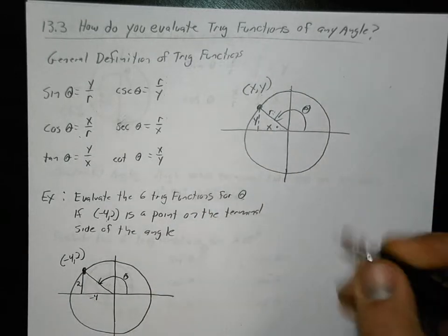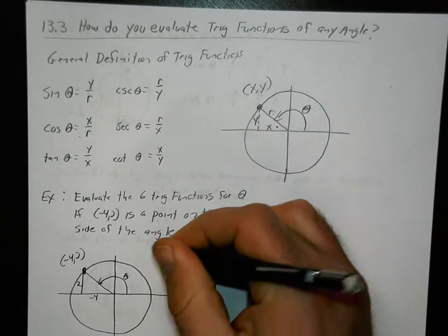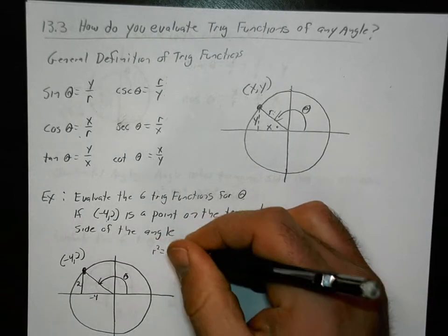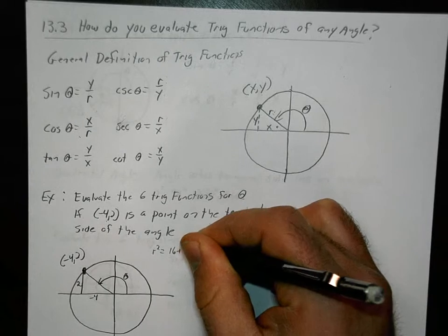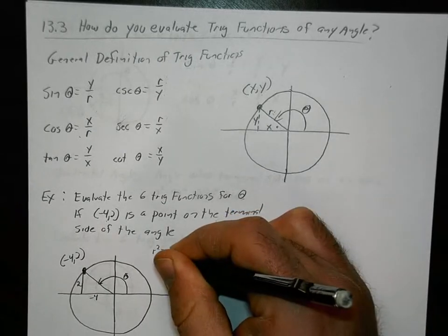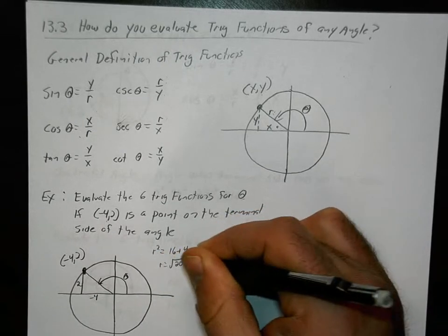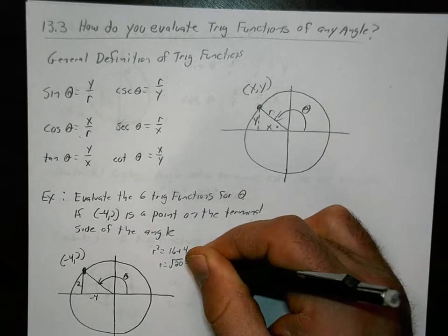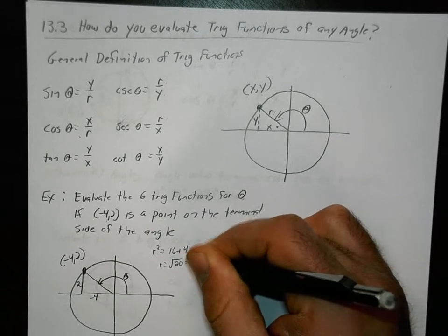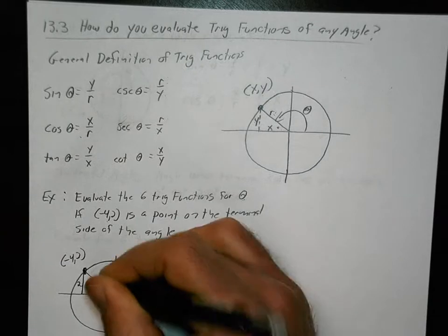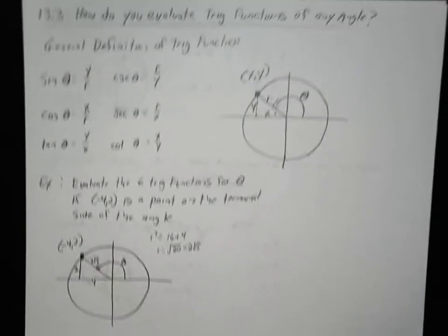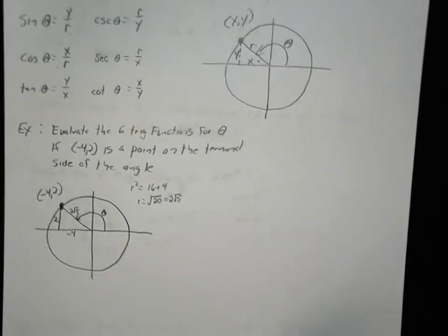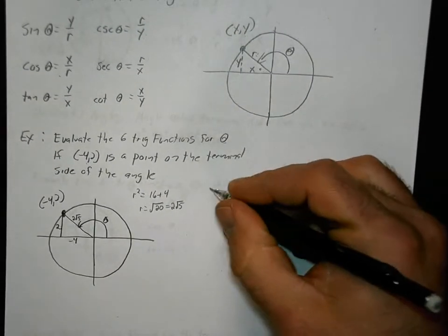Then I can find the length of that hypotenuse by using the Pythagorean theorem. So I'd have 4 squared, which is 16, plus 4. So it would be the square root of 20, which is equivalent to the square root of 4 times the square root of 5, so it would be 2 square root of 5. So that's what r is going to be, 2 square root of 5. From there I can just write out all the ratios.